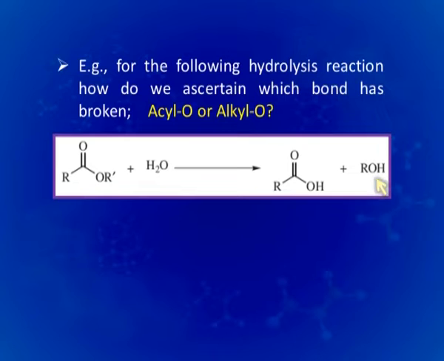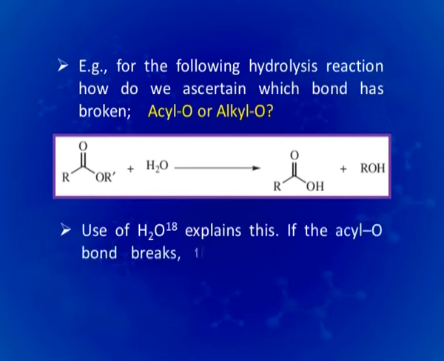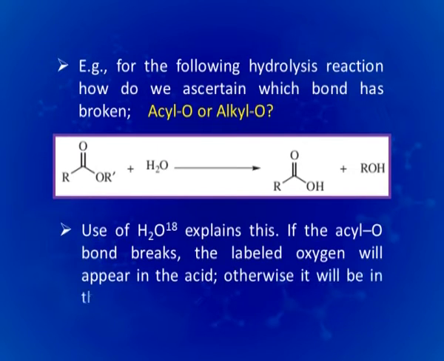How do we ascertain which bond is broken, acyl oxygen or alkyl oxygen? This is established by isotopic labeling. What we do is use an isotope of oxygen. Instead of 16O, we use 18O. So, use of H2O18, that is an isotope of oxygen here, explains this.